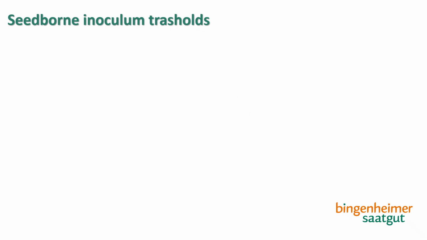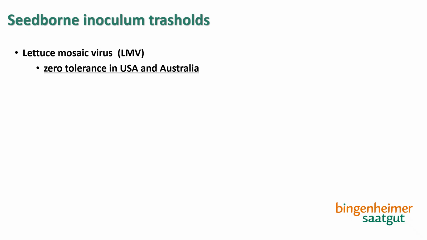International and national guidelines are there to define the thresholds, let's say, for acceptable levels of these pathogens on the seeds. So for example, the lettuce mosaic virus has a zero tolerance in USA and Australia. 0.1% of the seeds in one seed lot can be infected with lettuce mosaic virus in Europe.